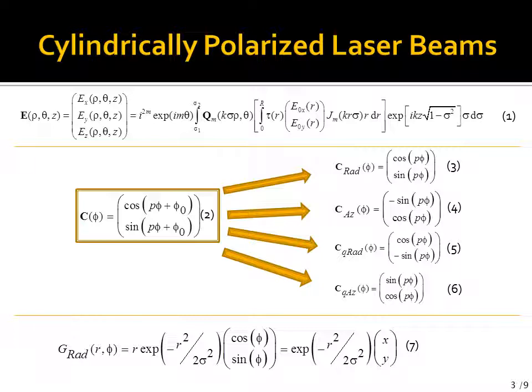In this paper and in this speech, the main attention is on the focusing of cylindrically polarized first-order beams by diffractive axicons. The Gaussian beams with the corresponding polarizations from equations 3 to 6 are considered as the incident beam. So, for example, for radial polarization you can see on the slide equation 7, where sigma is the radius of the Gaussian beam.